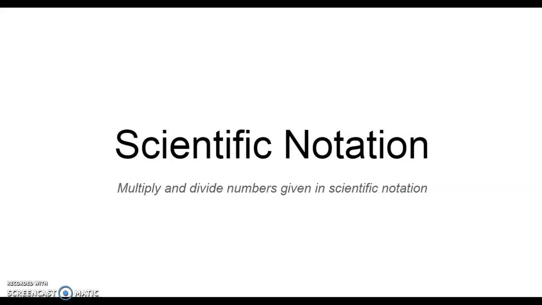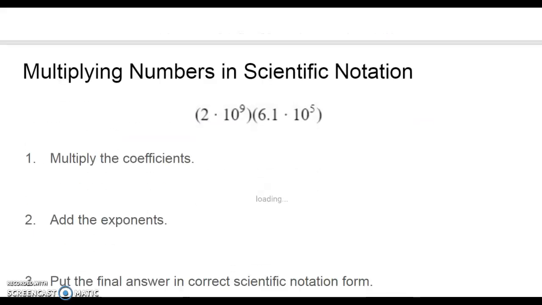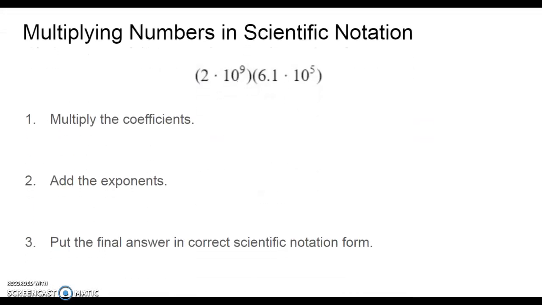This video is going to teach us how to multiply and divide numbers given in scientific notation. Beginning with multiplying numbers in scientific notation, let's look at the example 2 times 10 to the 9th power times 6.1 times 10 to the 5th power.